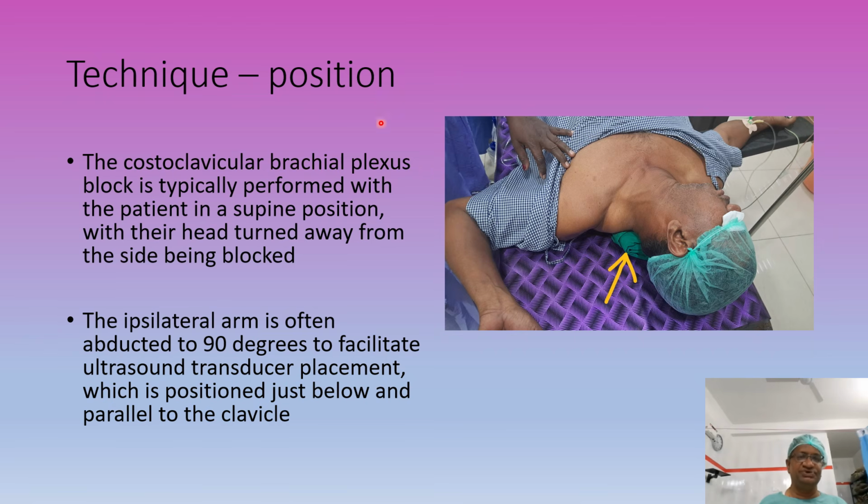Now, what is the technique and position? Patient in supine position, head turned away. You may have a small towel here so that this space is slightly opened out. Abducted to 90 degrees. See, otherwise, how can you place the transducer? Slightly abducted here.